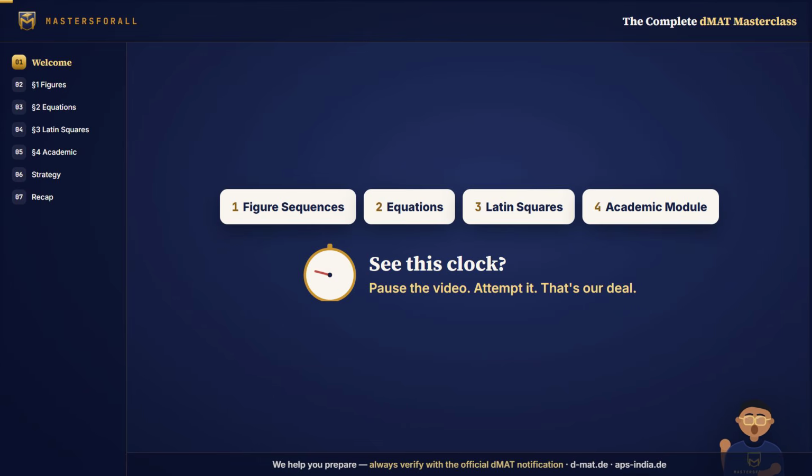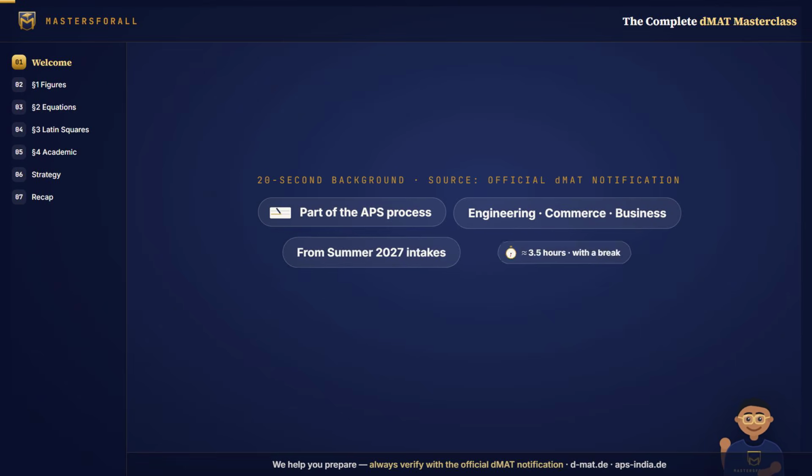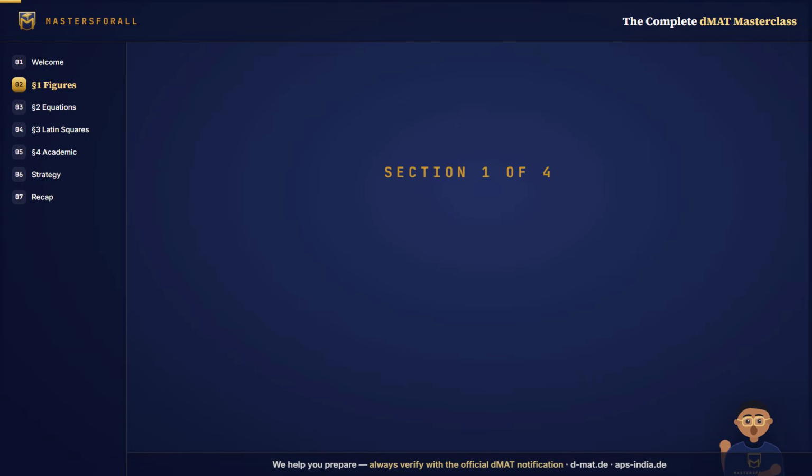Always verify details in the official dMAT notification. Links below. 20-second background. The dMAT is part of the APS process for Indian Masters applicants, engineering, commerce, business from summer 2027 intakes, about 3.5 hours with a break. That's it, let's learn. Section 1.